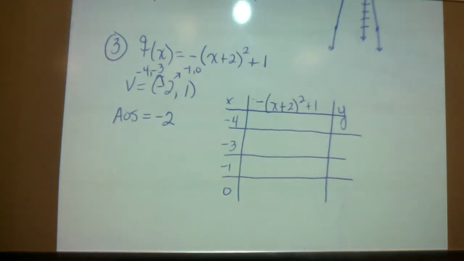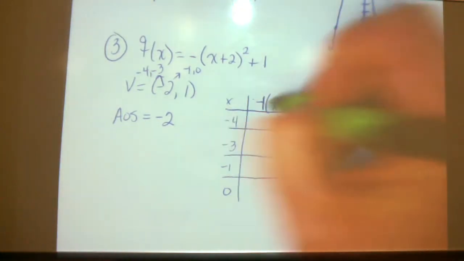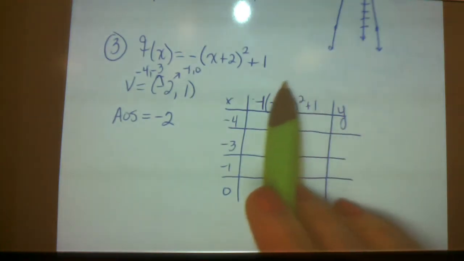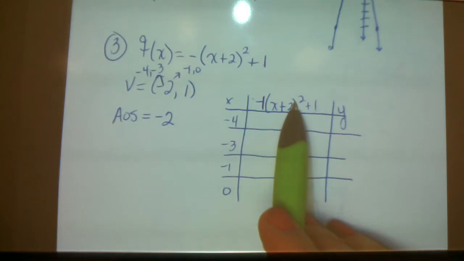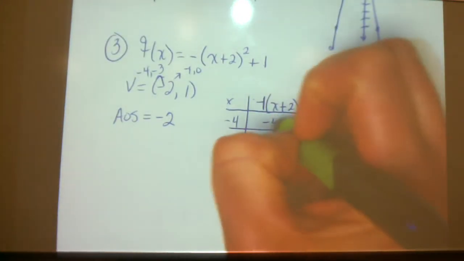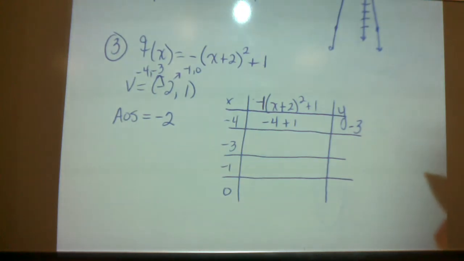So negative 4 plus 2 is negative 2. Negative 2 squared is a positive 4. And then this is really a 1 here. It's really a negative 1. So negative 4 plus 2 is negative 2. Negative 2 squared is 4. 4 times negative 1 is negative 4. Plus 1 is negative 3.